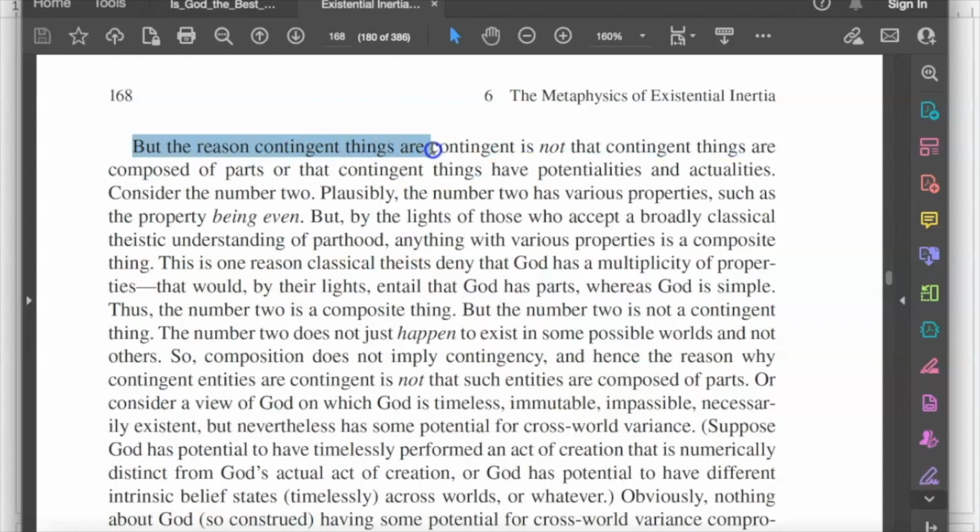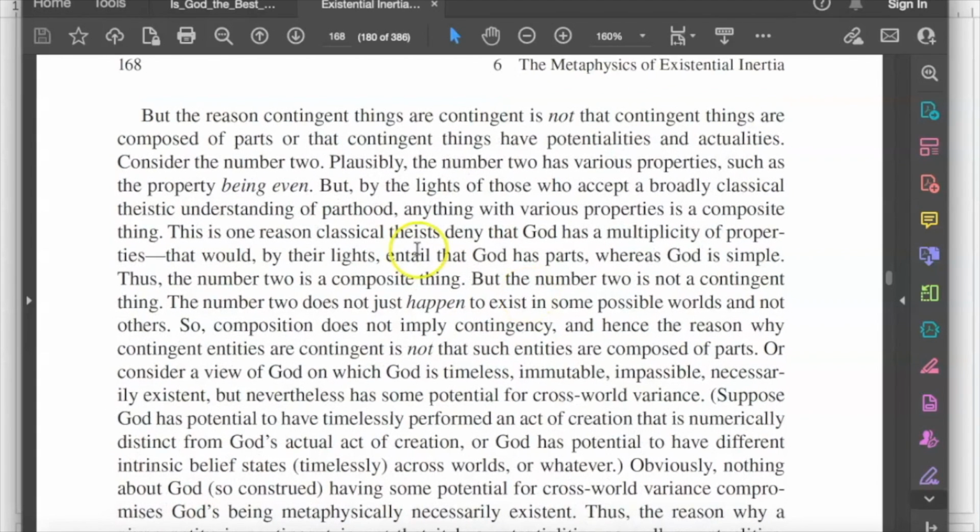The reason contingent things are contingent is not that contingent things are composed of parts, or that contingent things have potentialities and actualities. Consider the number 2. Plausibly, the number 2 has various properties, such as the property being even. But, by the lights of those who accept a broadly classical theistic understanding of parthood, the metaphysical composition that I just mentioned, anything with various properties is going to count as a composite thing. Right? This is one reason that classical theists specifically deny that God has a multiplicity of properties. Right? That would, by their lights, entail that God has parts, whereas God is simple. Thus, the number 2 is a composite thing.